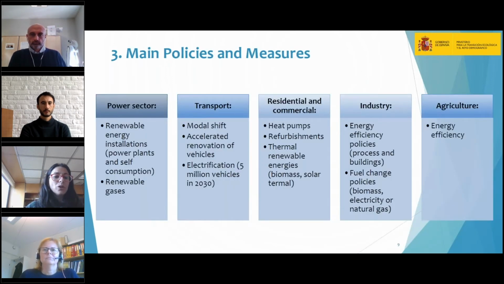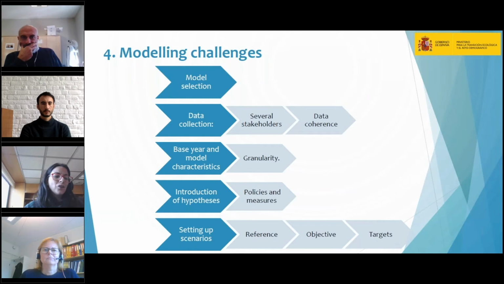We also have to introduce all the main policies and measures that we have to put in place to achieve the target that we set to achieve this climate neutrality in 2050. And I would like to summarize a little bit which were our main modeling challenges. First of all, the model selection, also to collect all the data with all these several stakeholders and to give this data coherence. I would like to take advantage of this occasion to say that we also use this exercise to improve our energy statistics and all the statistics in Spain.